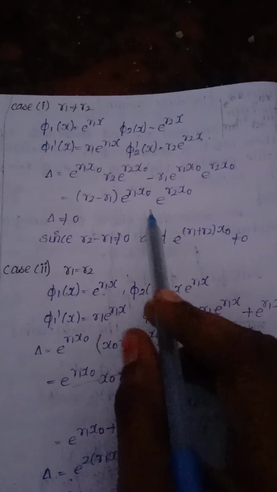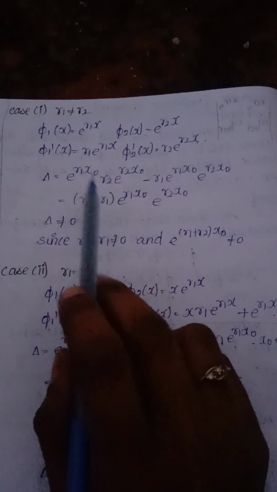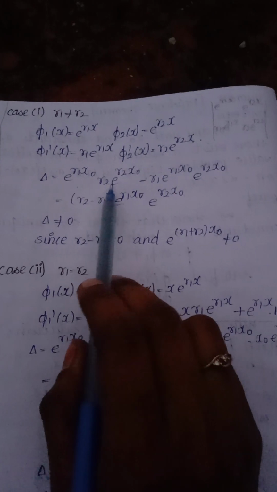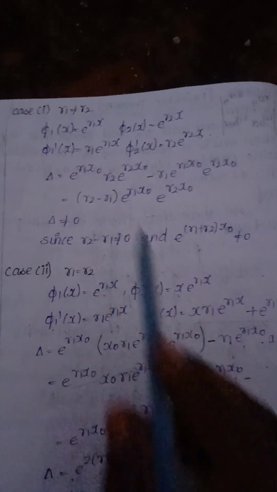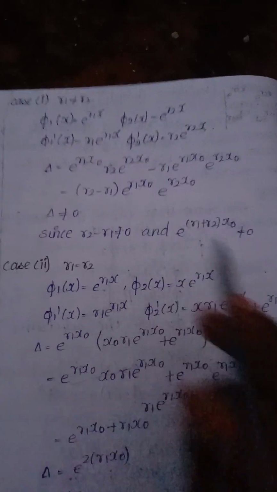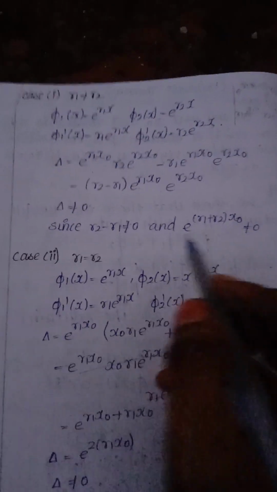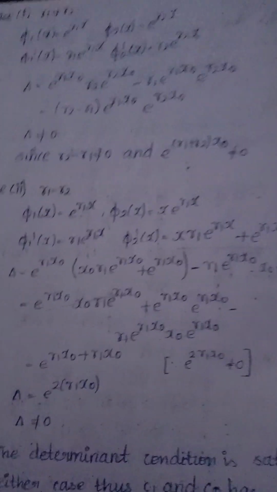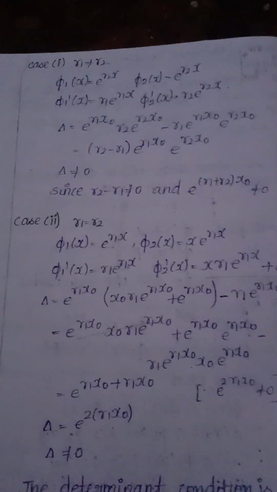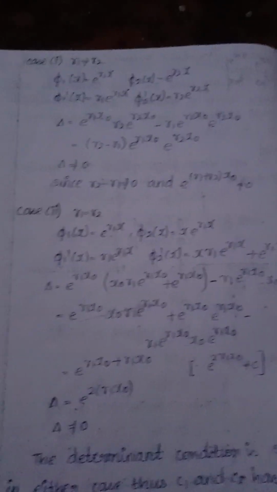So if we take e power r1 x 0 and e power r2 x 0 as common, we get r2 minus r1. So this term, e power, if r1 equals 0, also e power 0 is nothing but 1. So this term is not 0, so it is uniquely determined.